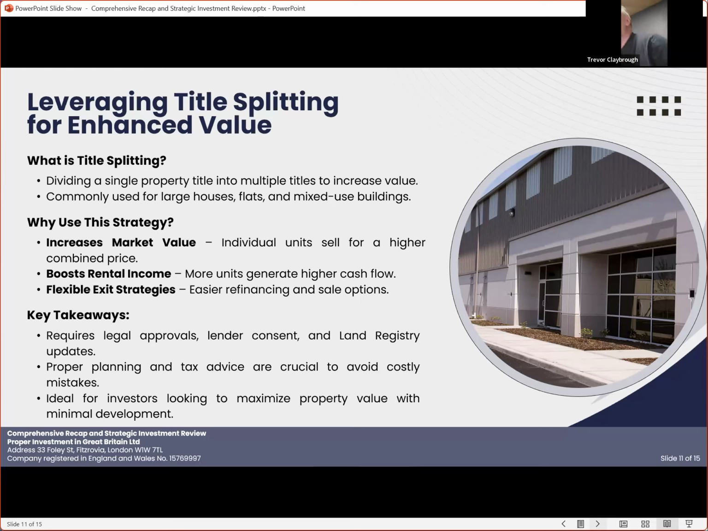Sometimes title splitting can be a nice operation for people that like to sit at their desk and deal with paper and solicitors. And sometimes we can buy a block that's operating as multiple flats and by title splitting, add value to get, again, all the money out.